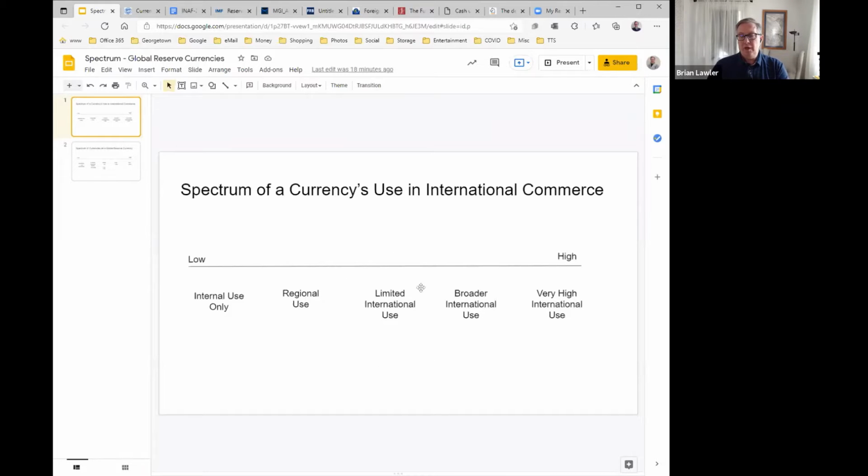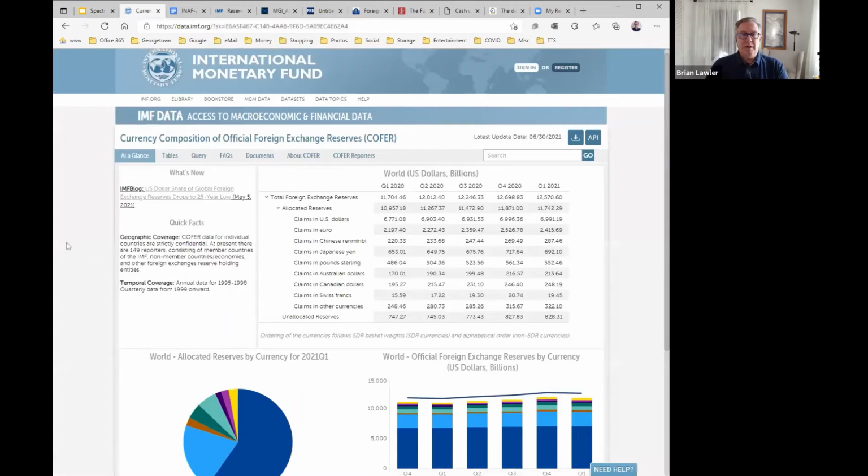And then you have a few currencies which, while not universally used around the world, do have some limited international use that might be limited in terms of geography, more common in this place, that place, or another place, but not others, or it might be more limited in terms of the percentage of the global commerce market. It might be widely used, but a small percentage. You have a few currencies that are in broader international use, and then really one currency that has very high international use.